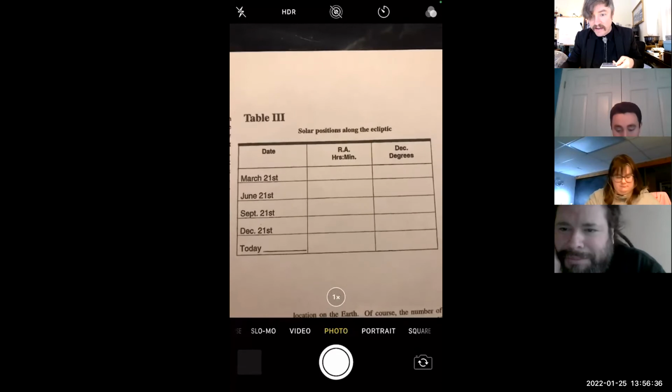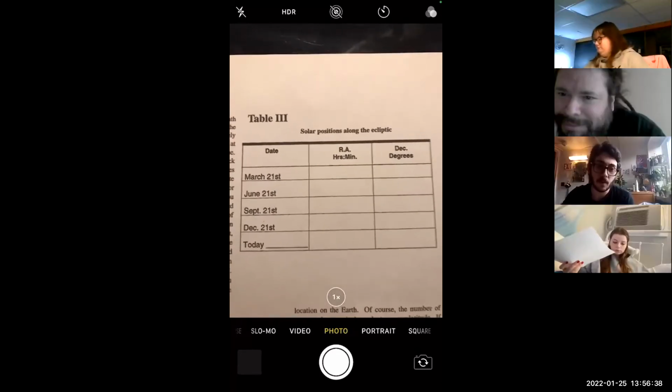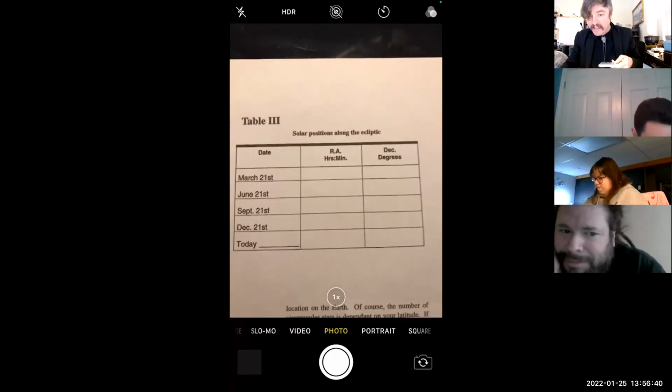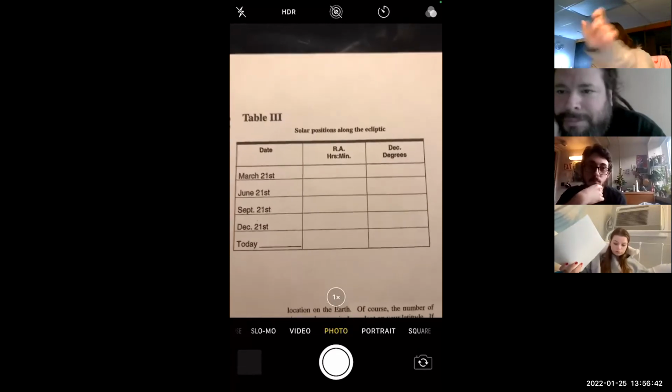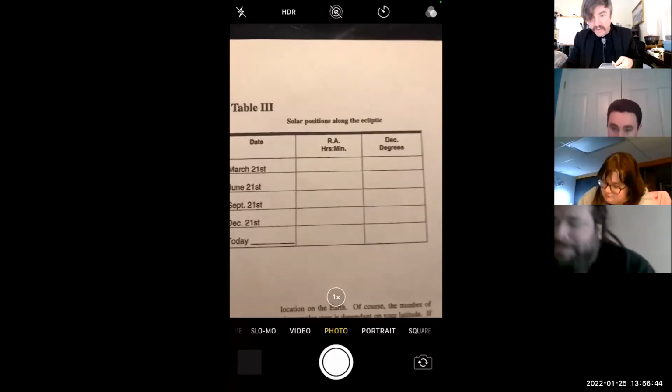So, equinoxes and solstices. I think this sounds like something we did in lecture. Do we know what the values of these should be before we even look at the globe?